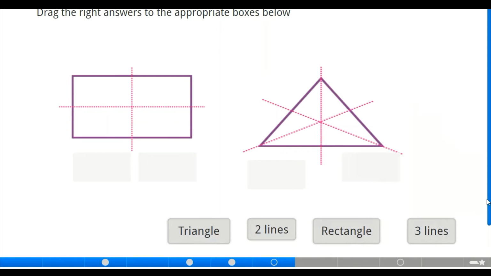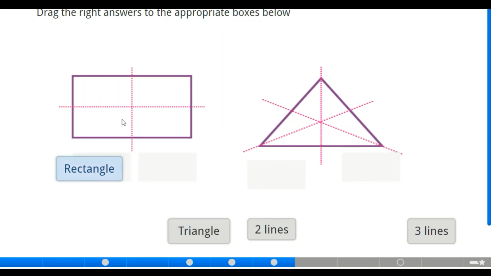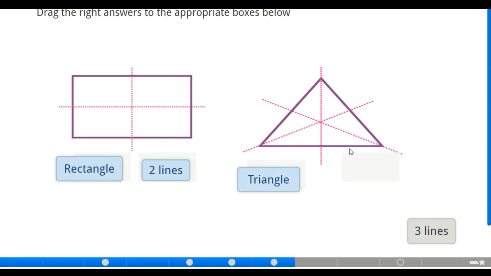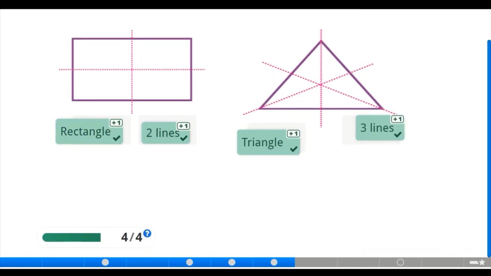We want to check the order of this symmetry. Now first and foremost, before we even identify the lines of symmetry, what is the name of this shape? This is a rectangle. Now, how many lines of symmetry do we have here? You have 2 lines. Now let's look at this one. What's the name of this shape? This is a triangle, right? How many lines does this have? We have 1, 2, 3. So we have 3 lines of symmetry. Let's check if we are right. Okay, wow, we are good.